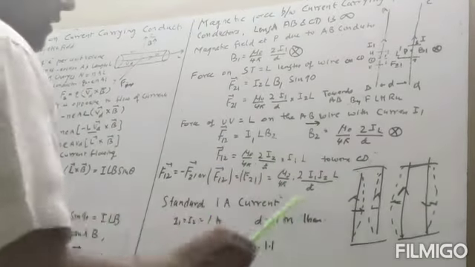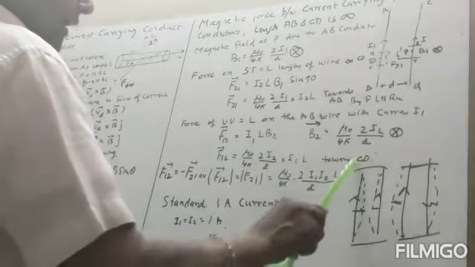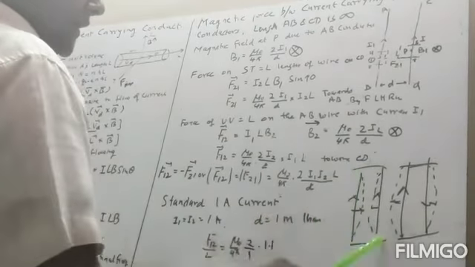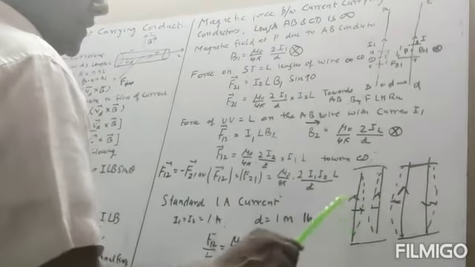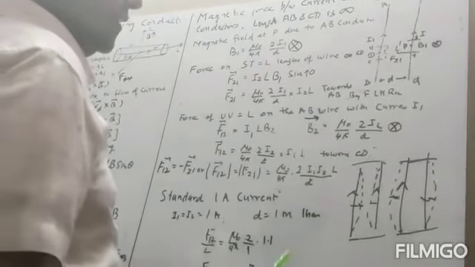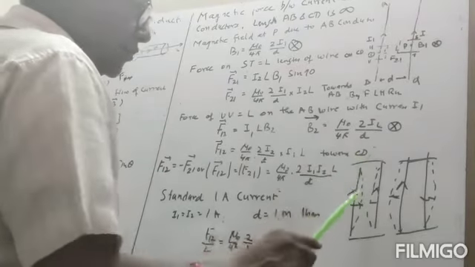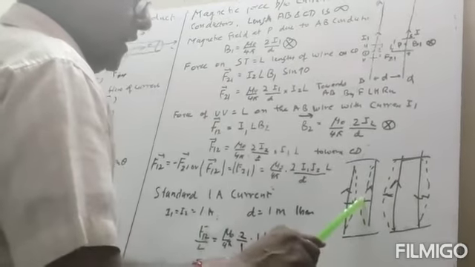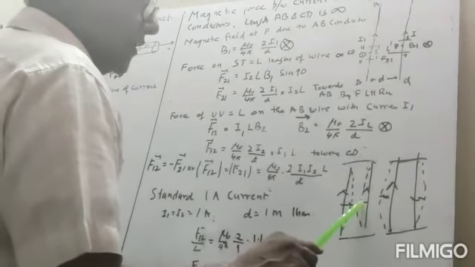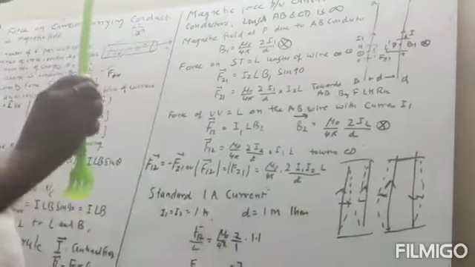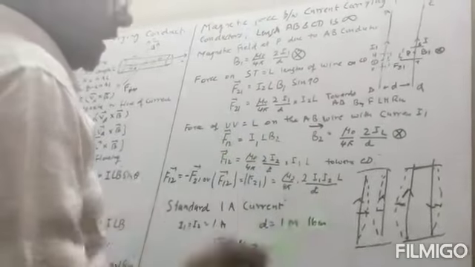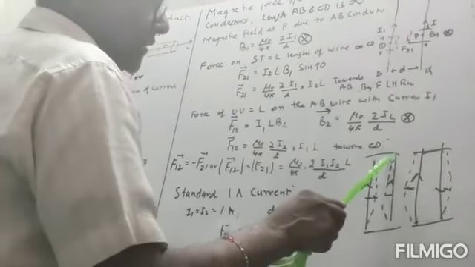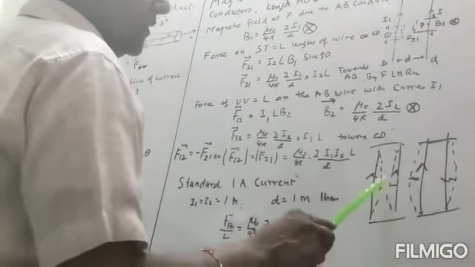Now here we have taken both the currents. Suppose this is AB and this is CD. The current is in the same direction and they are parallel to each other. Then there will be a force, and due to the attractive force, the wires will bend like so. When the current passes in the same direction, there will be a force of attraction between the wires, and the shape will be like this.